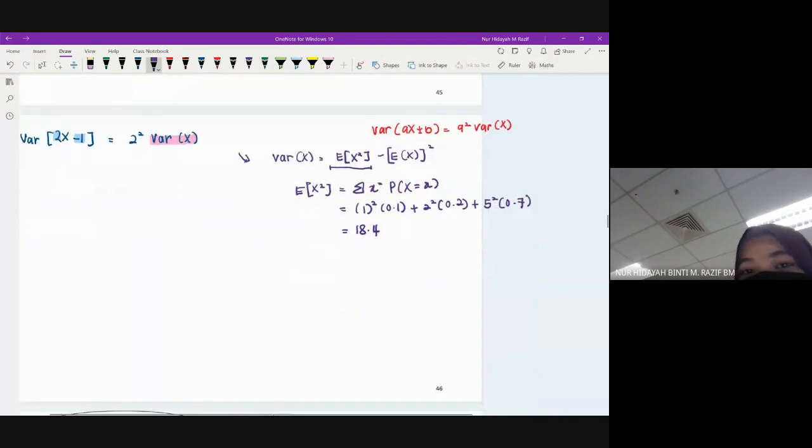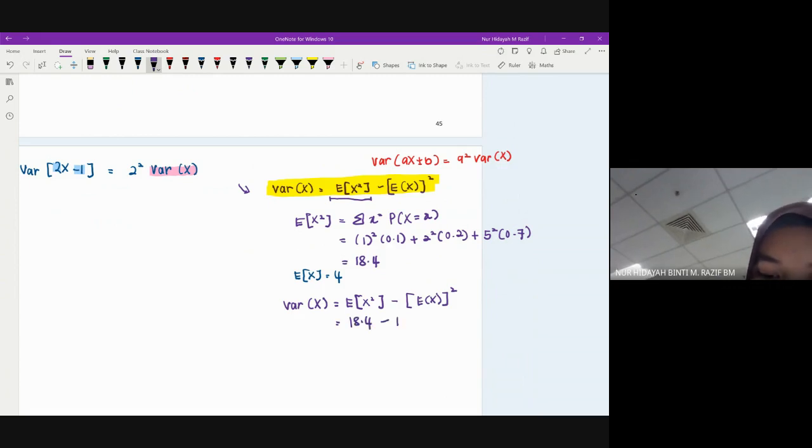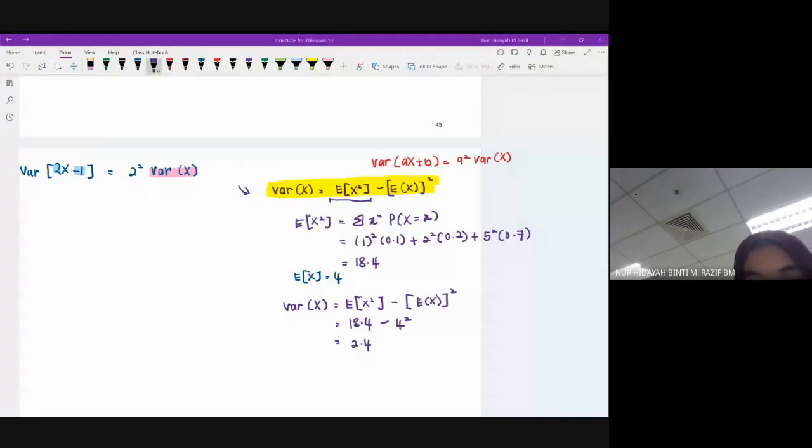So now can I find my variance? Jawapannya ya sudah boleh because I have this formula and I have the value just now iaitu the expected value of X is equal to 4. So ganti sahaja dalam formula and I can find variance of x is equal to expected value of x kuasa 2 ditolakkan dengan expected value of x everything square. So you get 18.4 minus 4 square, that is 16. So your answer is 2.4 is your variance.